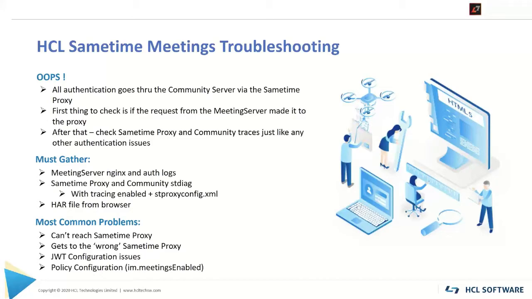JWT configuration issues, meaning that there's a manual step to copy and create the secrets from the meeting server over to the configuration of the community and the proxy server. A typo will hurt that. And of course, so that's something to check. And then finally, the policy configuration itself for IM meetings enabled, another manual step that we want to make sure is accomplished.